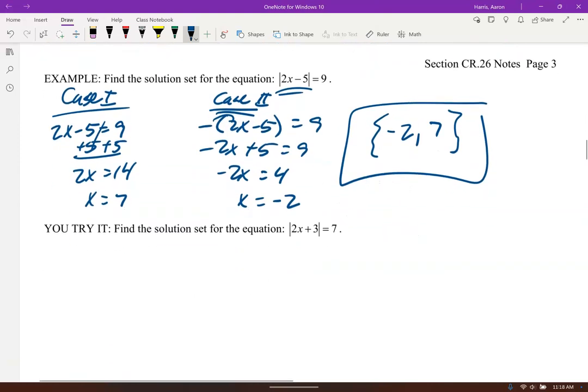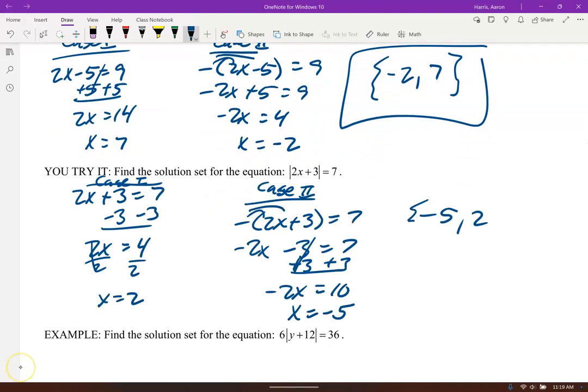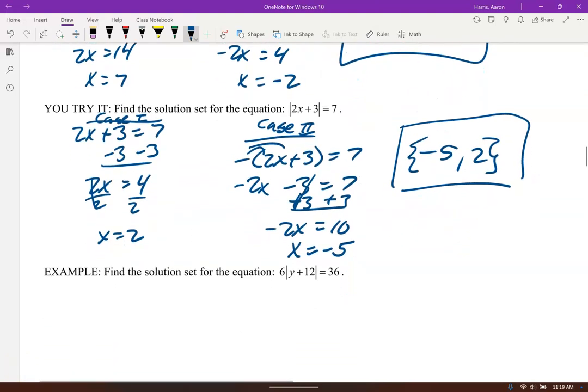You guys go ahead and try this one. Notice it's already isolated, so go ahead and try that. Should get -5 and 2 on that, guys, when you work that out.